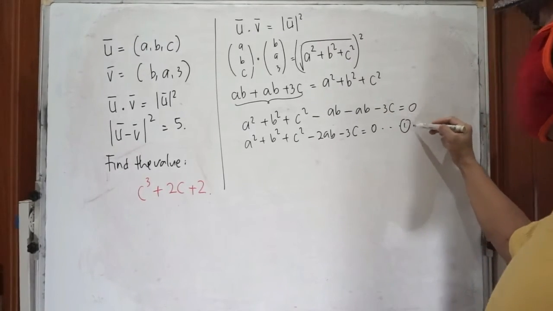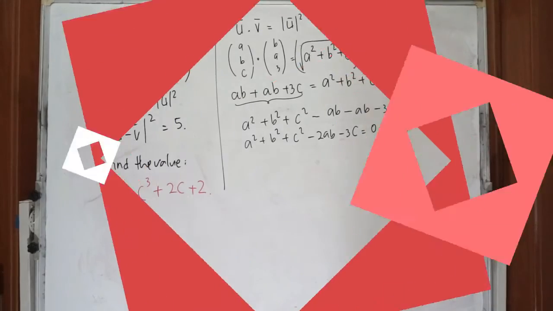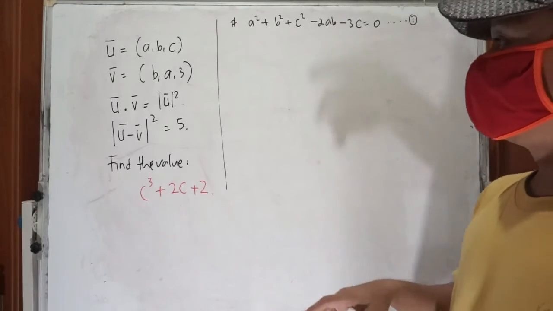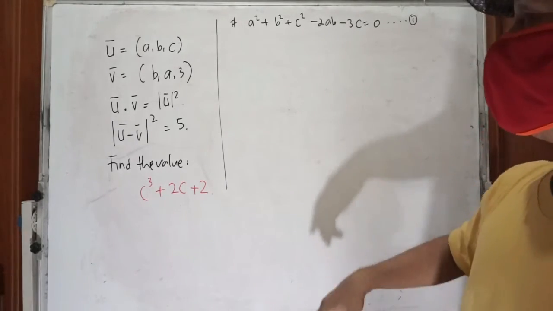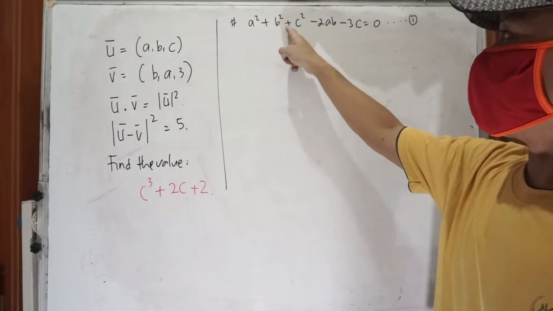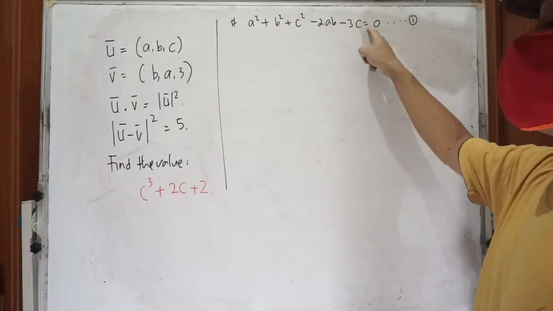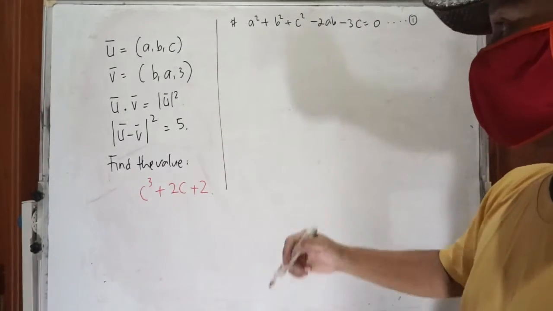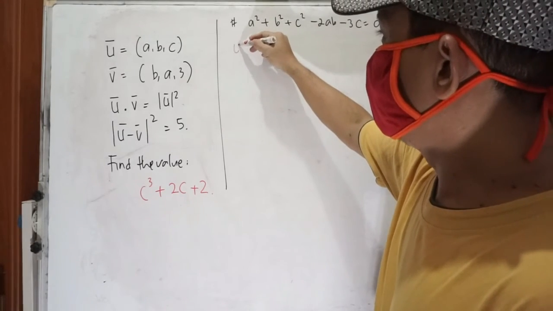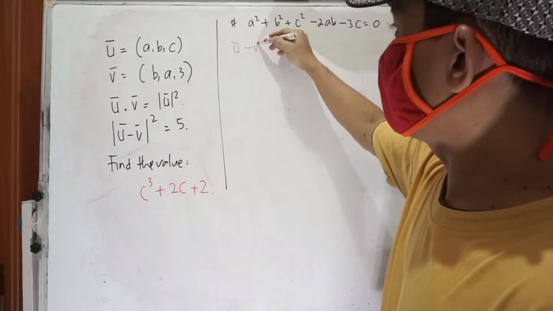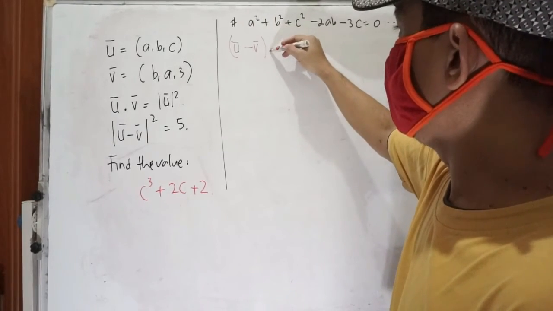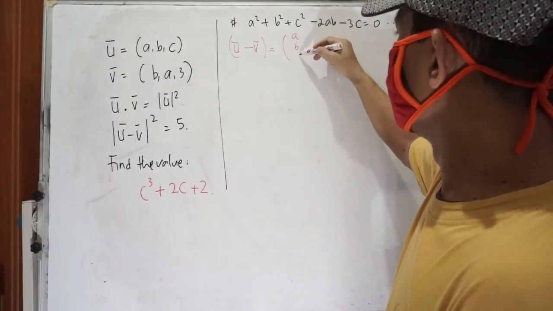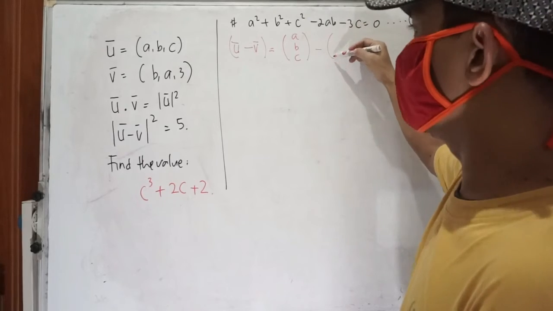Then the first. Okay, next, the second. Okay, students, we continue the solution of this question. Last we got A square plus B square plus C square minus 2AB minus 3C equals 0. Go to the second information. The second information is vector u minus vector v, equal to u, this one, ABC minus vector v, BA3.